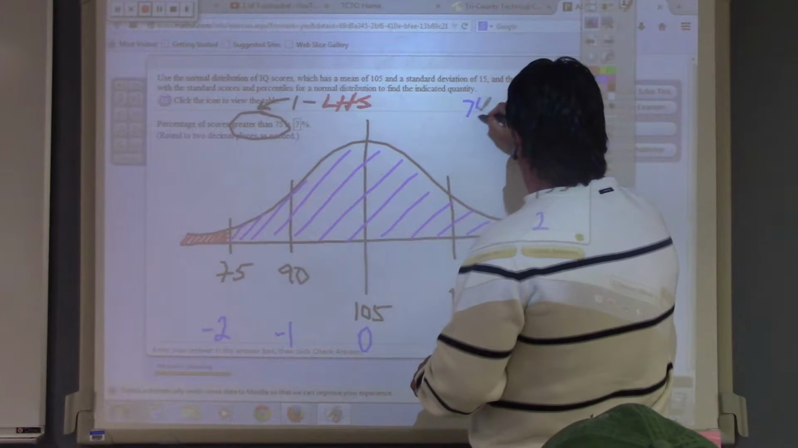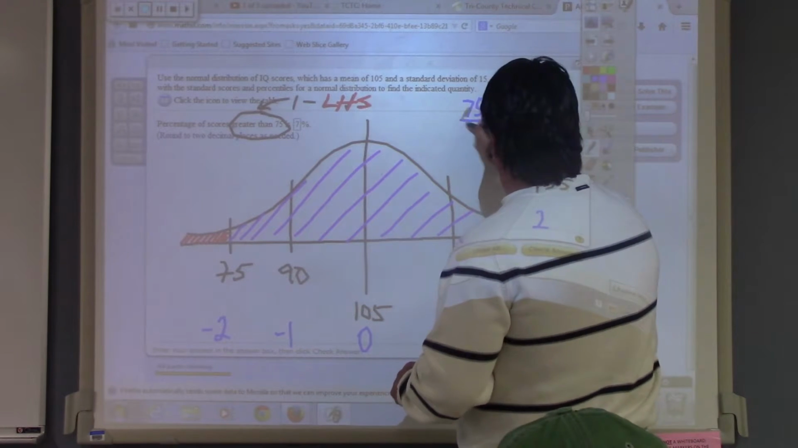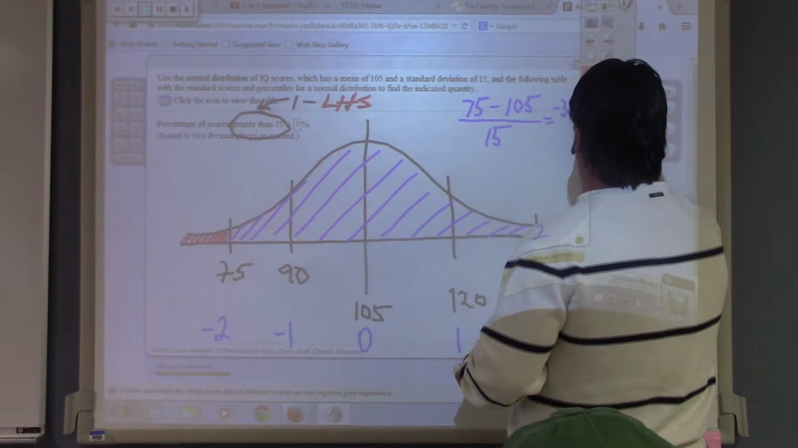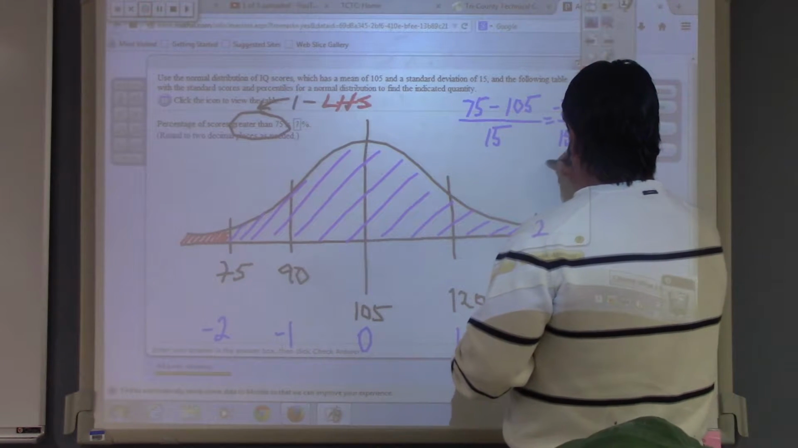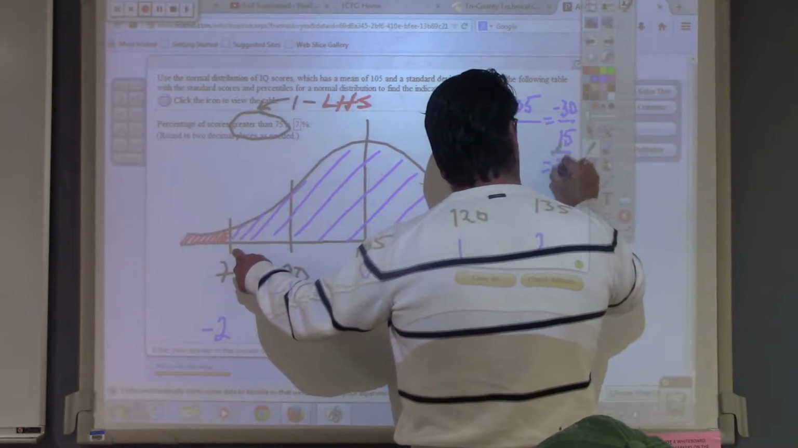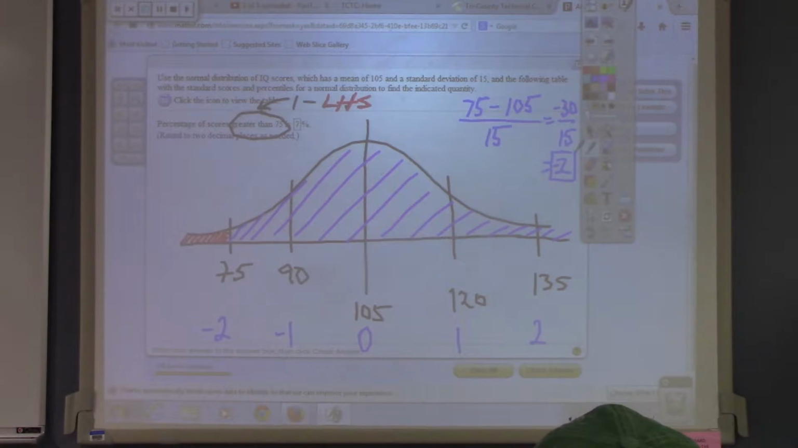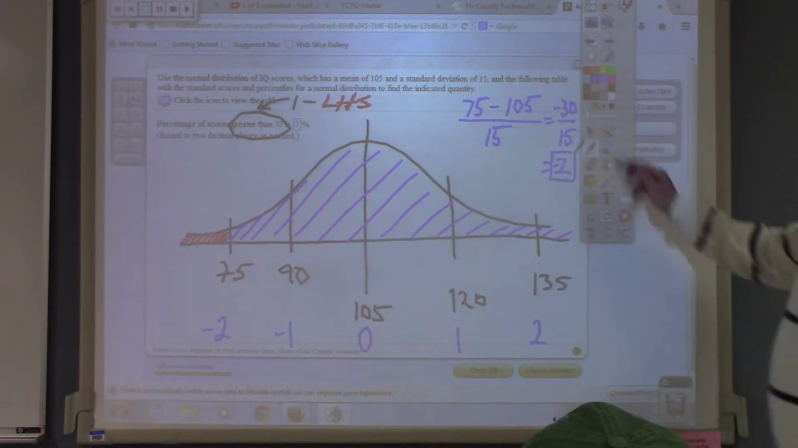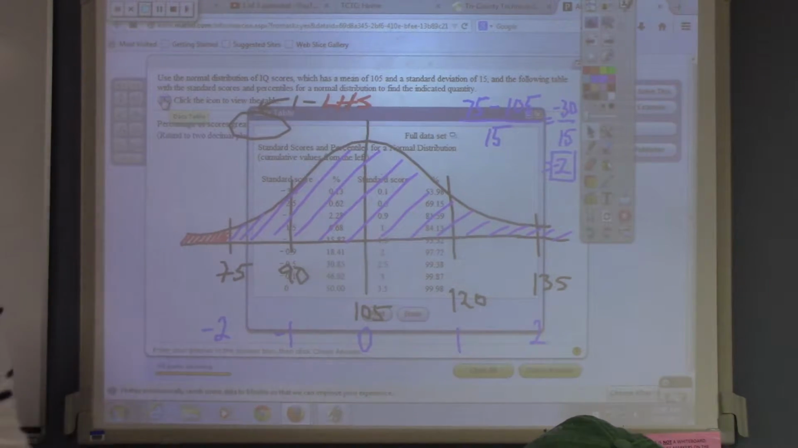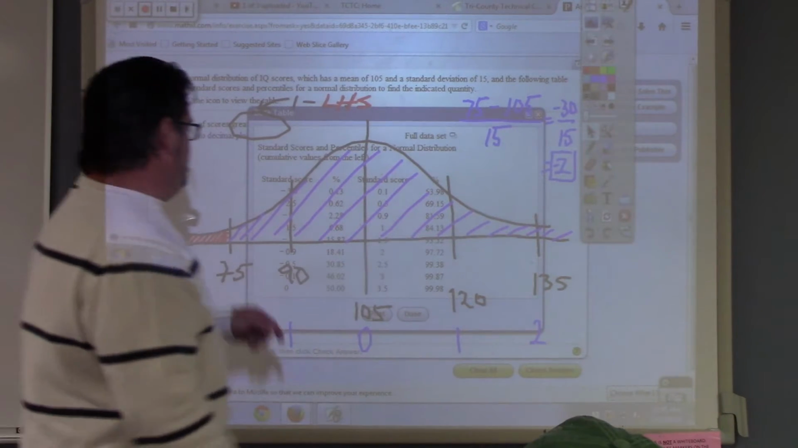75 minus 105 over 15. And what's 30 divided by 15? -30 divided by 15 is -2, and that's your z-score. -2 is that right there. So we go to our handy-dandy table and look up negative what? -2.